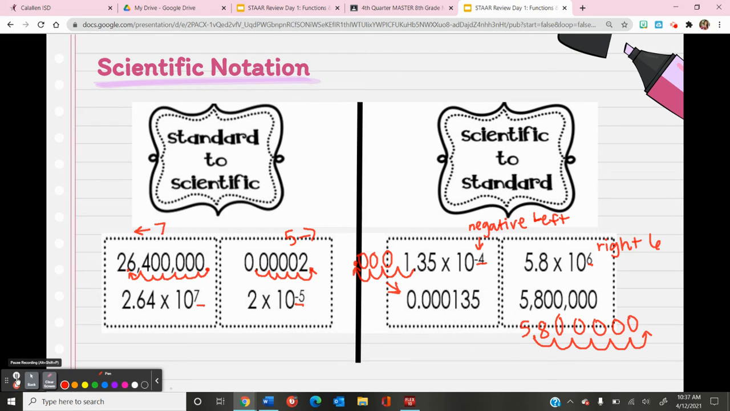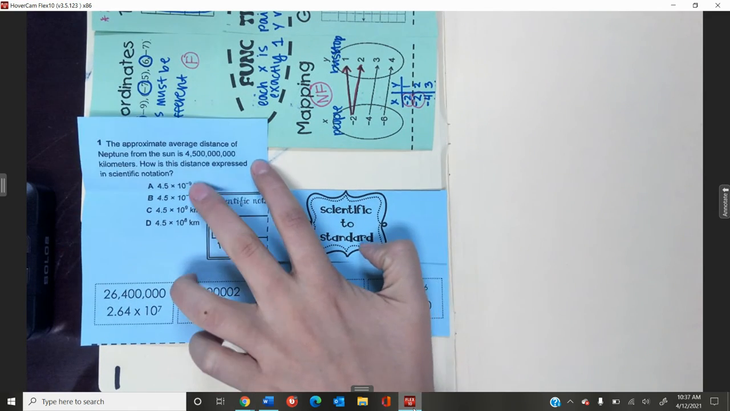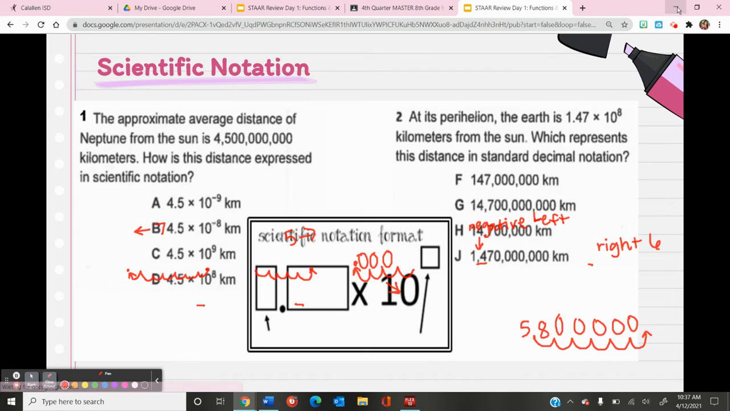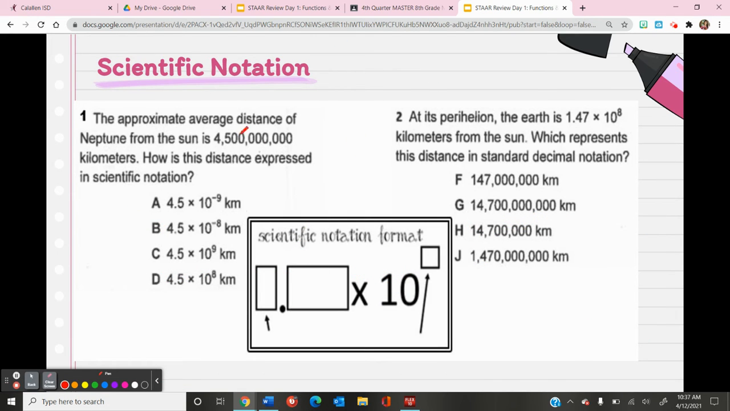Okay, so let's go ahead and look at a couple of examples. So from your foldable, we're going to go ahead and open up this first flap, and we're going to be looking at number 1. So for number 1, it says the approximate average distance of Neptune from the sun is 4,500,000,000 kilometers. How is the distance expressed in scientific notation?